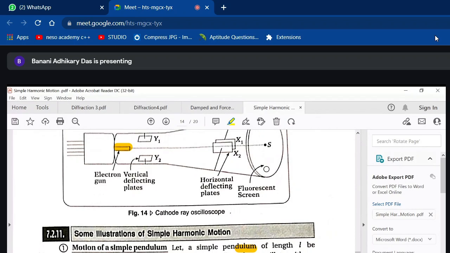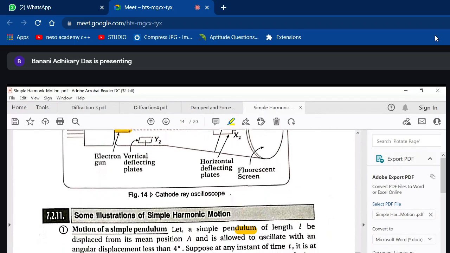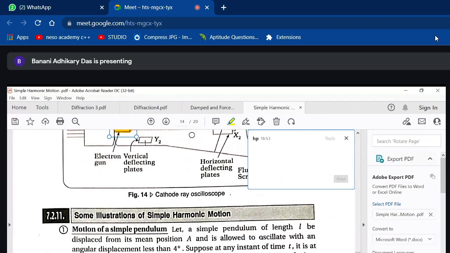Now with this, we go to some illustrations of simple harmonic motion. Now this is important, okay? And I will be covering five. Excuse me, please. There are five.